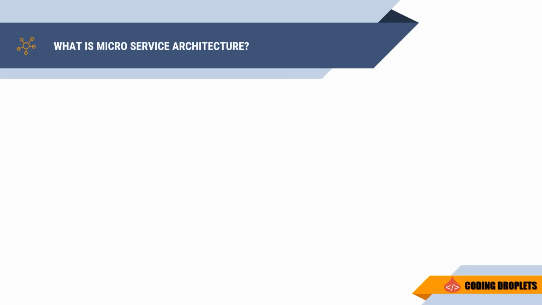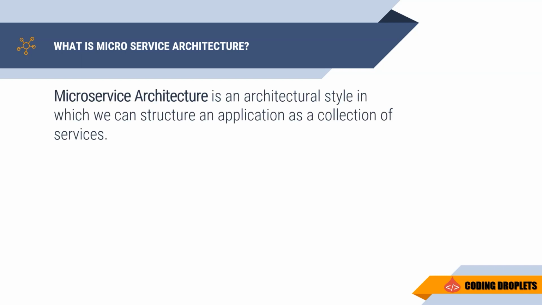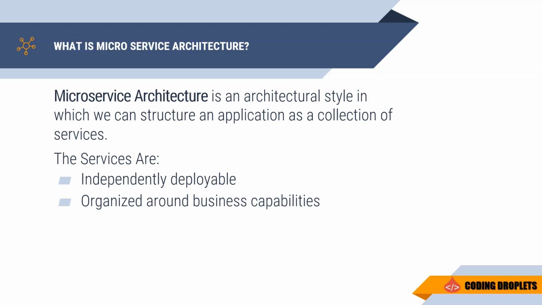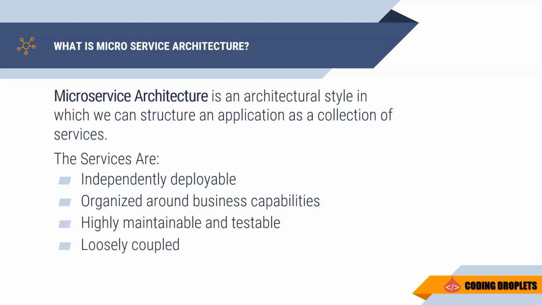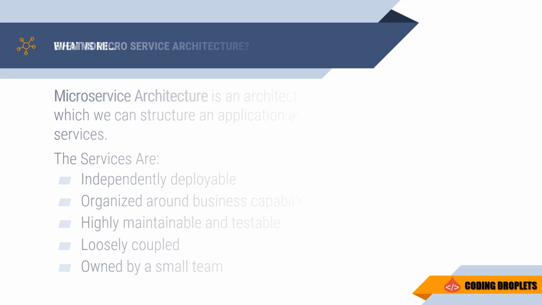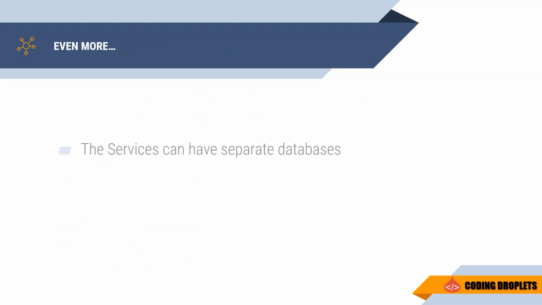What is microservice architecture? Microservice architecture is an architectural style in which we can structure an application as a collection of services. These services are independently deployable. Each microservice can be deployed autonomously and independently. Organized around business capabilities, highly maintainable and testable, loosely coupled, owned by a small team. The services can also have separate databases.